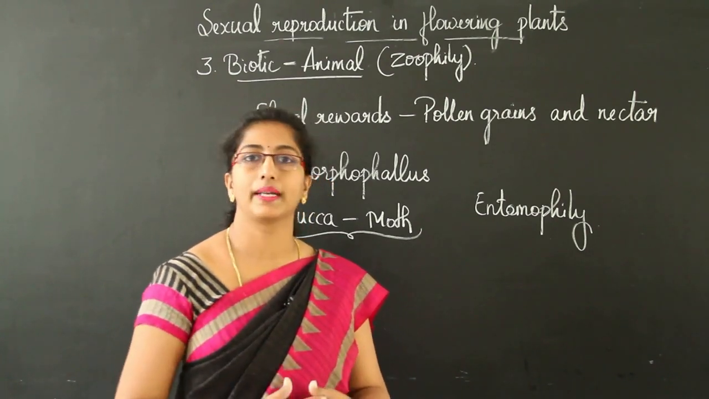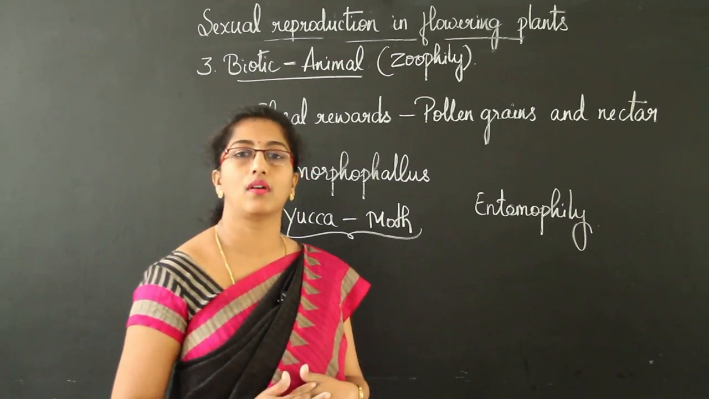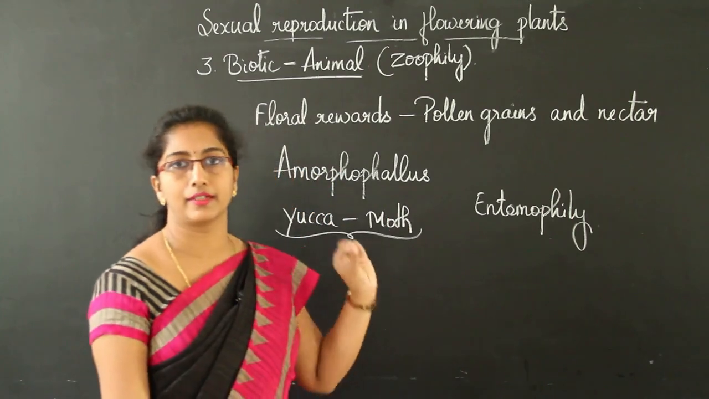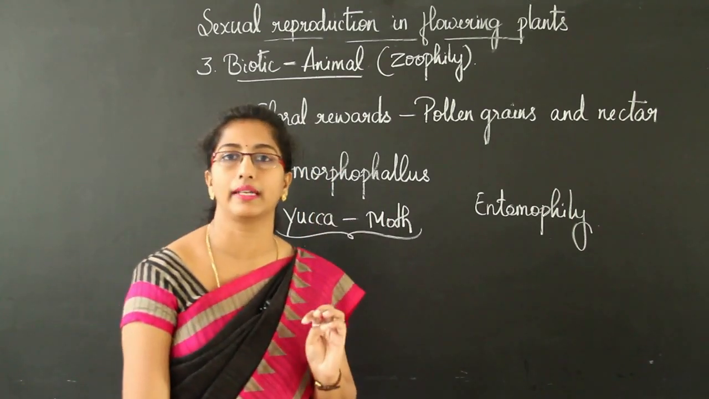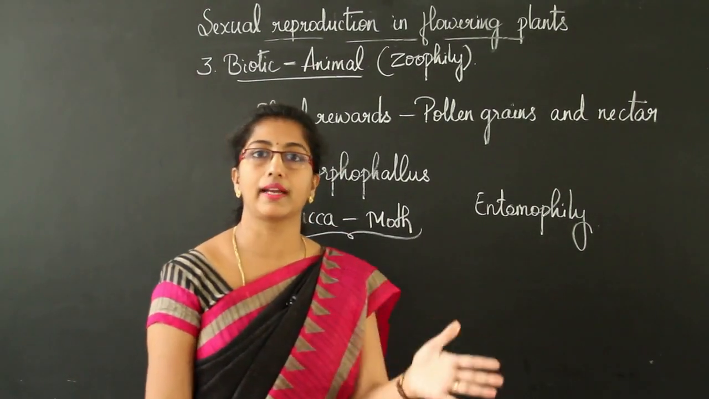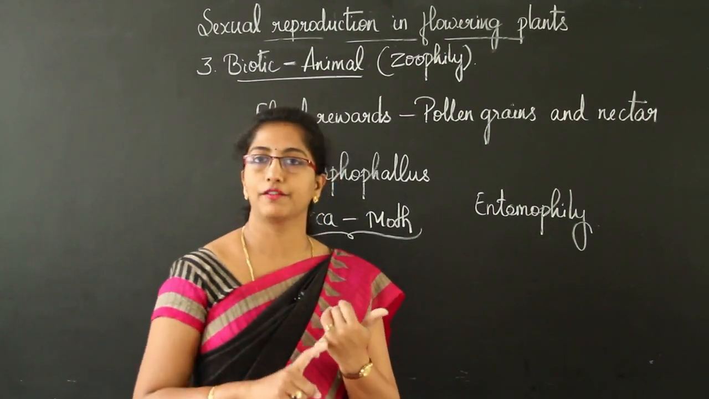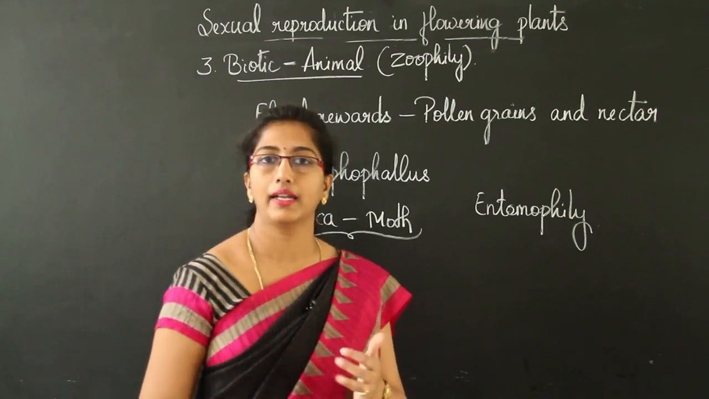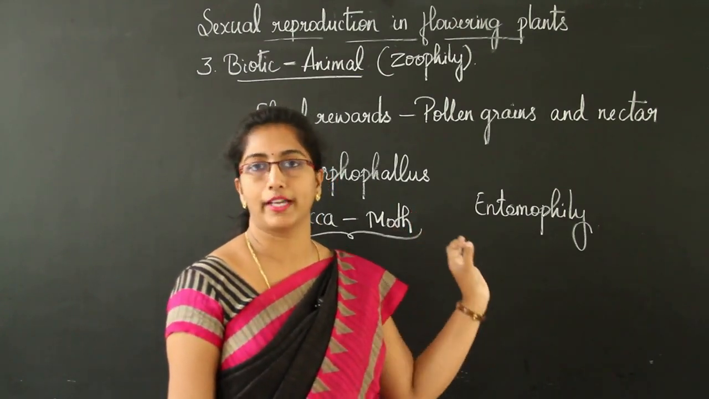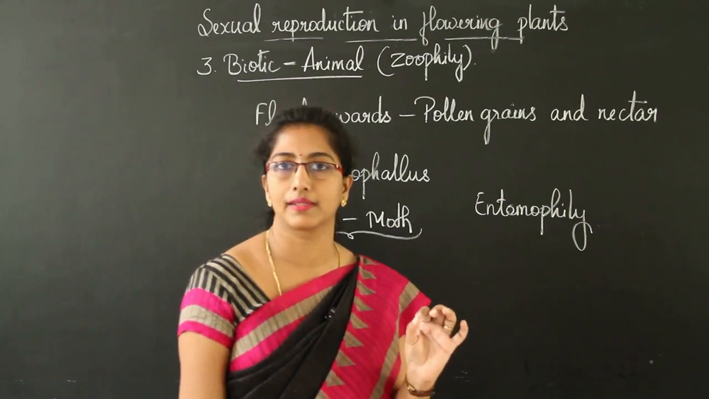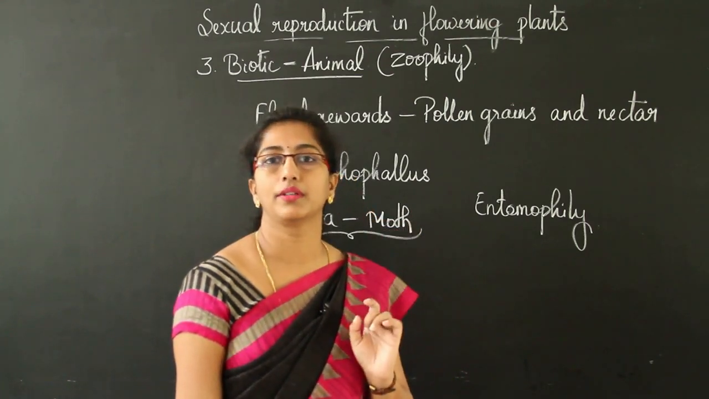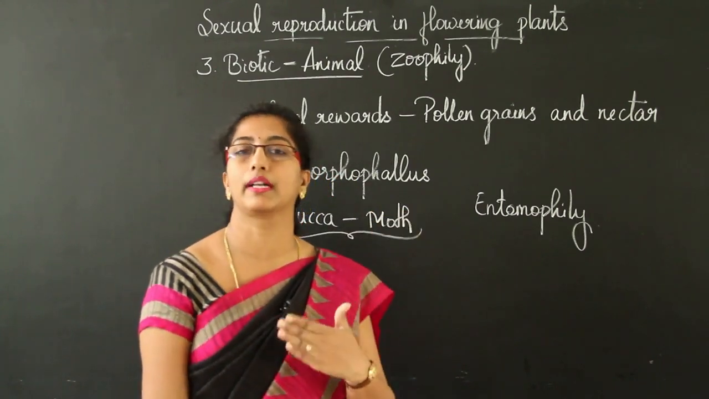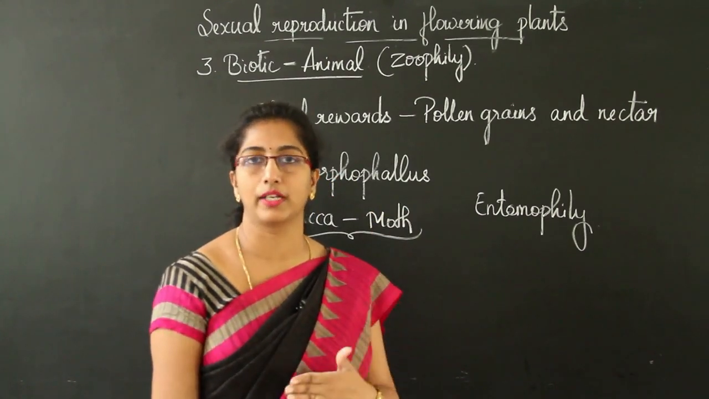We'll stop at this point. I want all of you to know the different points. I had written a few characteristic features of wind pollinated flowers on the board. There is not much of a diagram here, but there are 3 types of pollination, and the 3 names you need to recall. I want you to write the characteristic features of wind pollinated flowers.